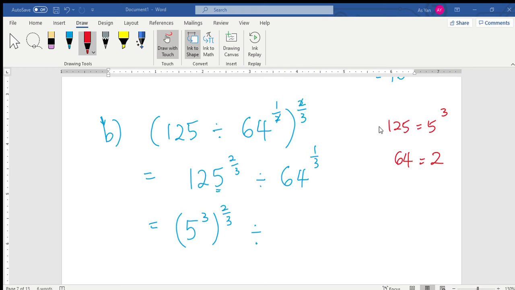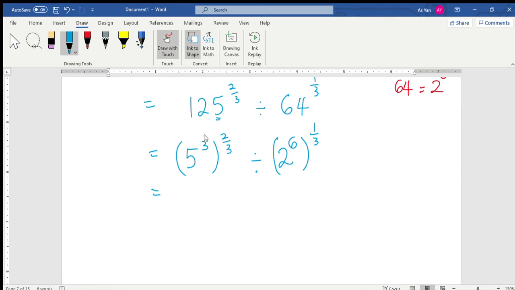64. So that means 2 to the power of 6. Okay, so 2 to the power of 6 raised to the power of 1 over 3. So 2 to the power of 6, we solve: 6 divided by 3 is 2.